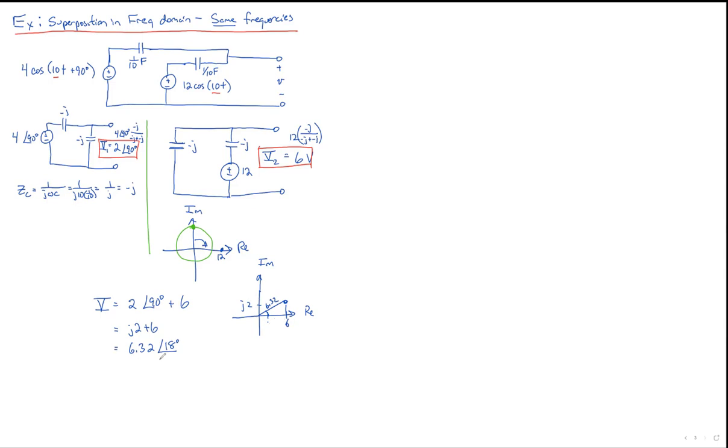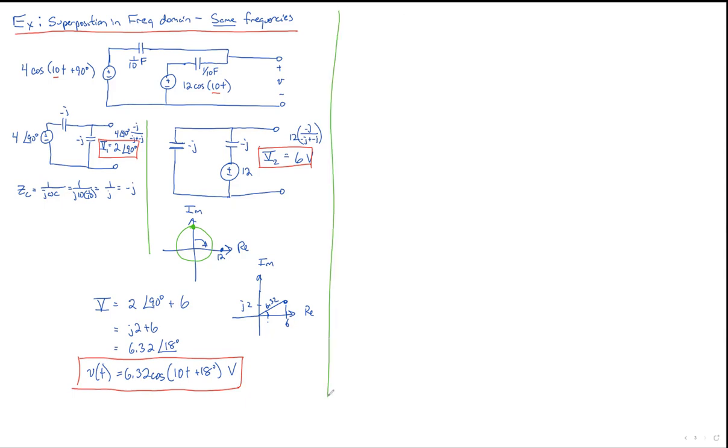18. Armed with this, we can find that the entire voltage is 6.32 cosine of whatever that constant frequency is, which is 10t plus 18, and that's in volts. And that's how you use superposition to solve a relatively difficult circuit in a fairly easy manner.